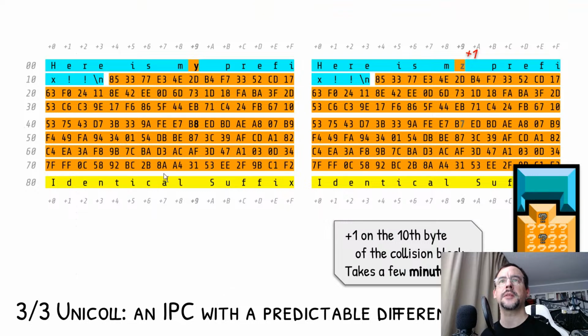Unicoll is a small exception to that, made by Mark Stevens too. And it has the ability that you can put some control data inside the collision block before and after the first difference, and the difference is predictable. So the 10th character will have +1. So basically, you can say if it's a Y, it will be a Z, and so on. You can make puns with that. For example, there was a poem in the previous stream that was using IPC Unicoll.